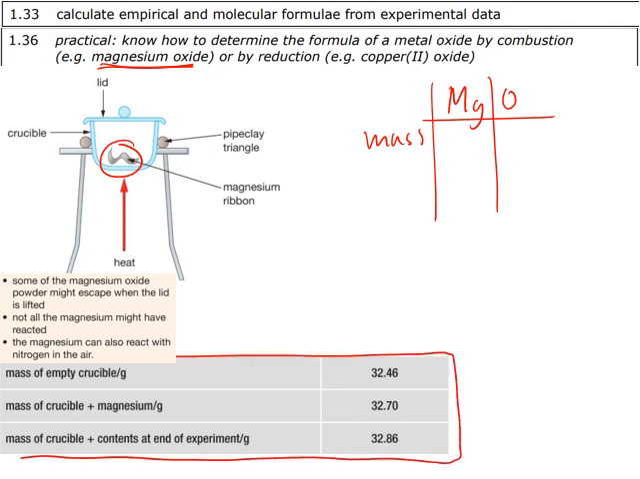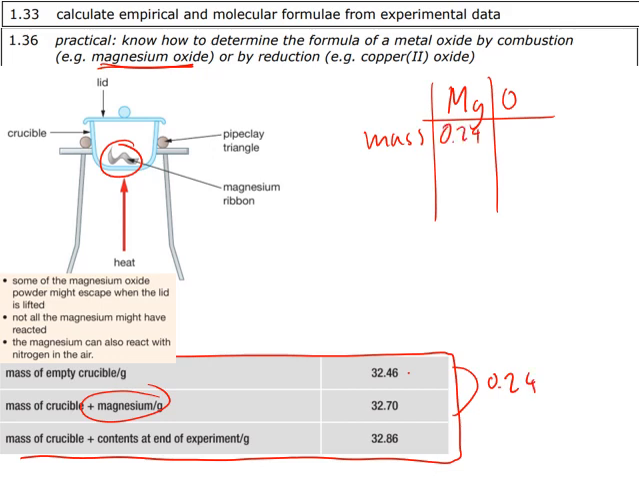For the mass of magnesium, we've weighed the mass of the crucible, that is 32.46, and then we've weighed the mass of the crucible plus the magnesium. So this has been added. The difference between these two is going to give us the mass of the magnesium, and that is going to be 0.24. And we can just put that straight into our table.